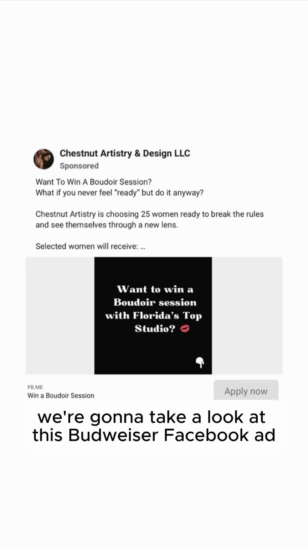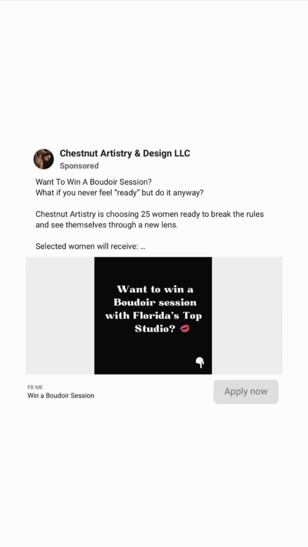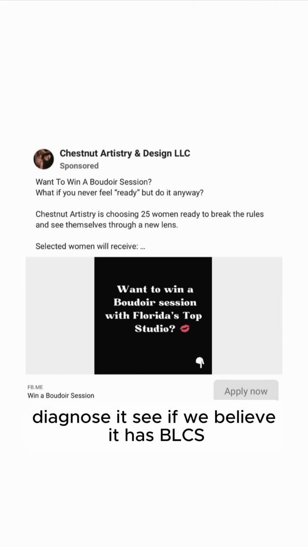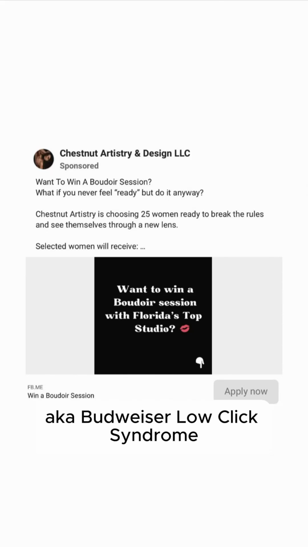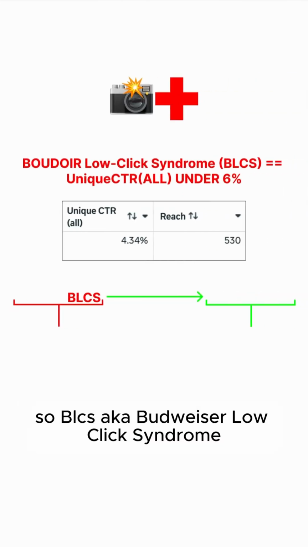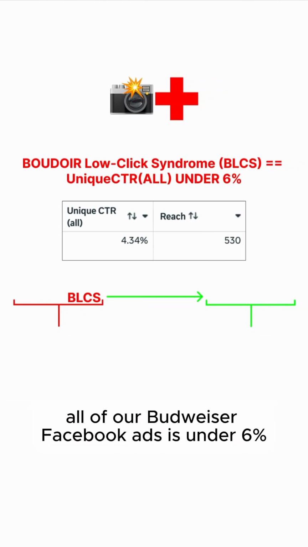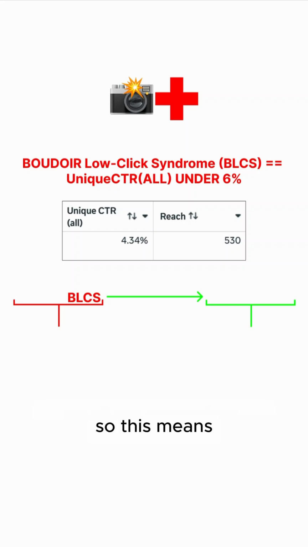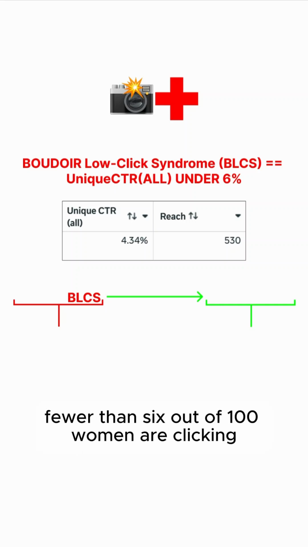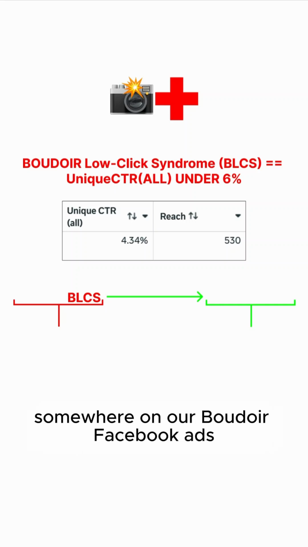All right, y'all, we're going to take a look at this Boudoir Facebook ad, see if we believe it has BLCS, aka Boudoir low click syndrome. BLCS is when the unique CTR of all our Boudoir Facebook ads is under 6%. This means fewer than 6 out of 100 women are clicking somewhere on our Boudoir Facebook ads.